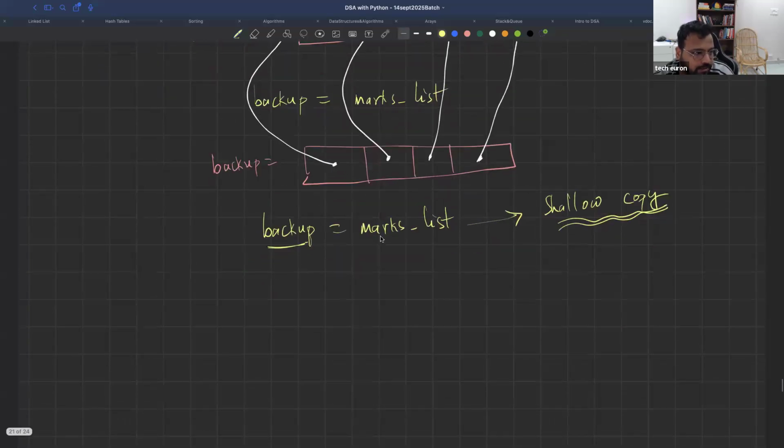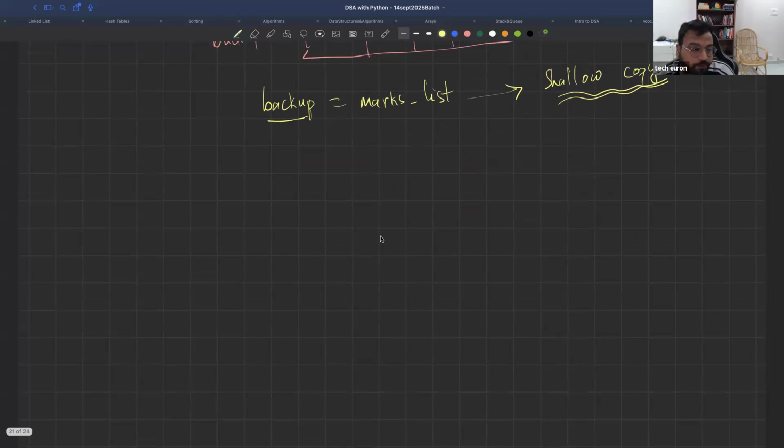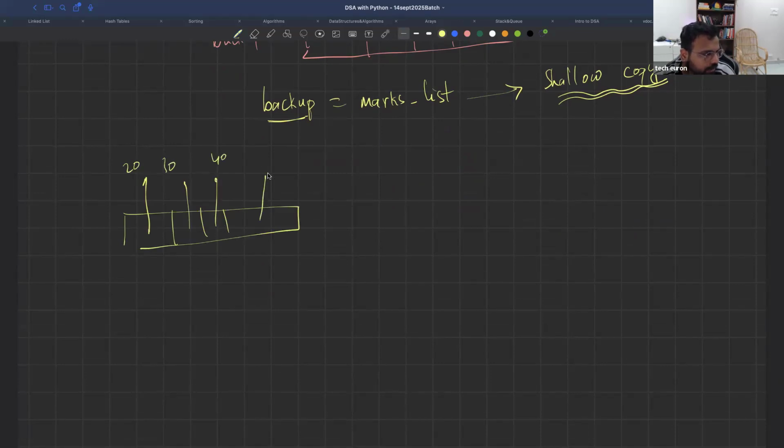What we are thinking in mind is that this was marks list, pointing to 20, 30, 40, and 50. And then when we create backup, backup is also like this, 20, 30, 40, 50. It's not like that. It is not again creating the elements. It is pointing to the old one only.